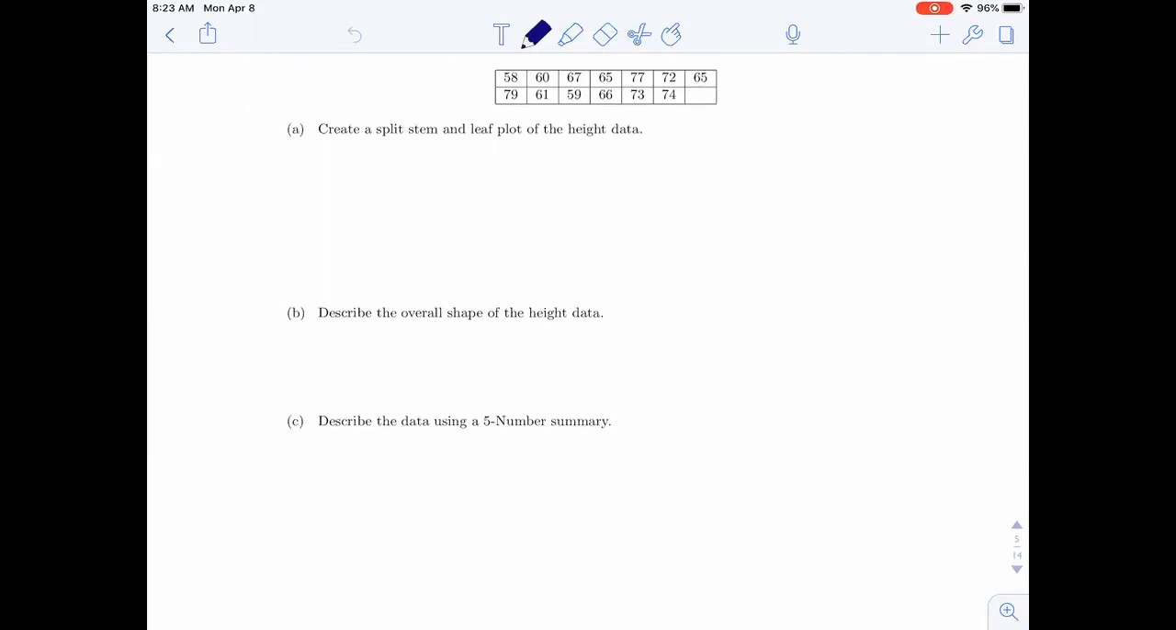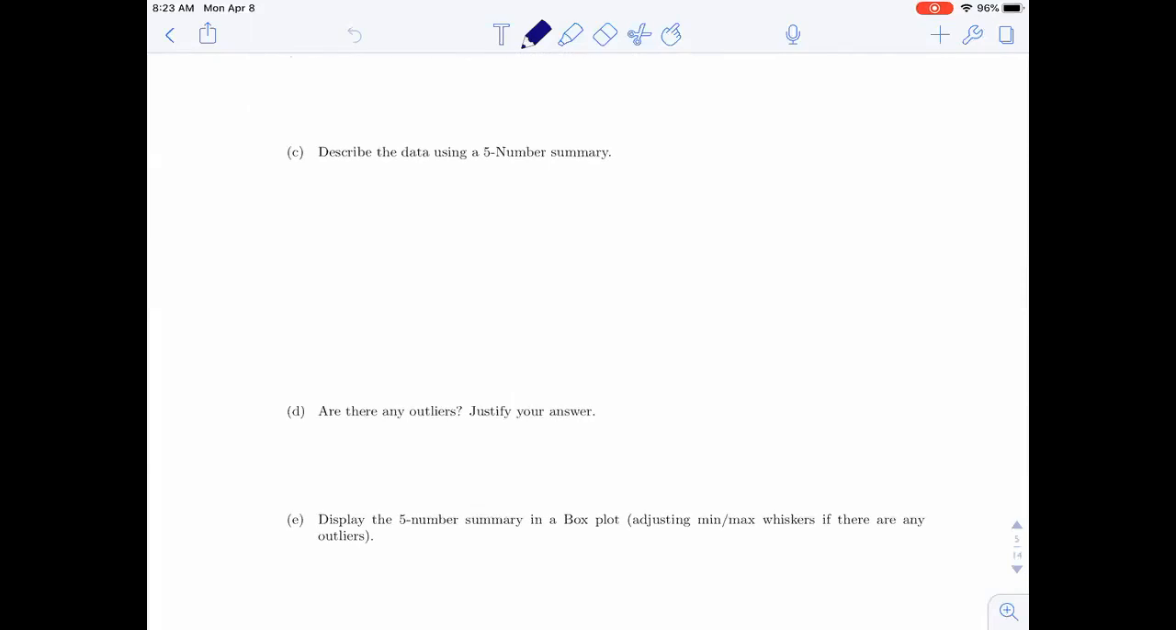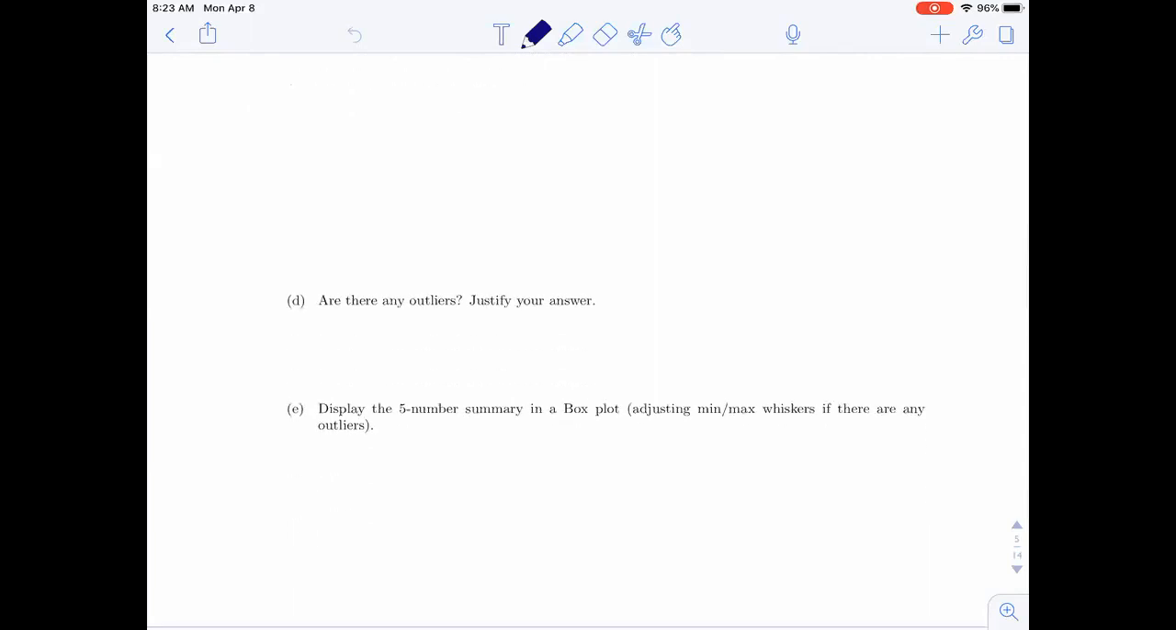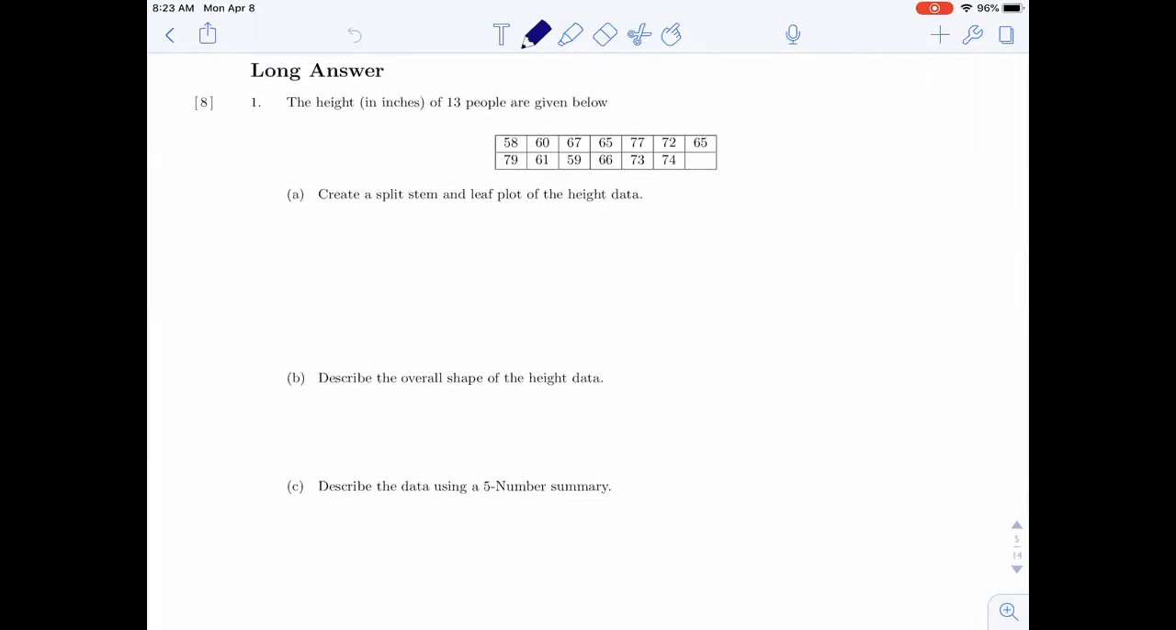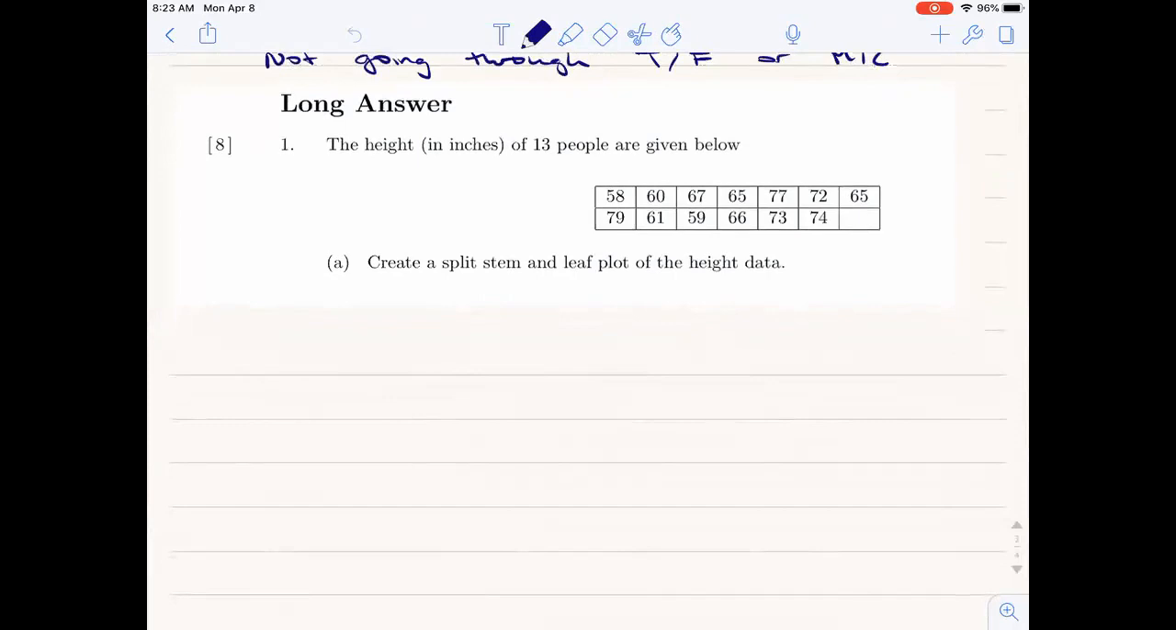Part B, we're going to have to describe the overall shape of the height data using this stem and leaf plot. But then, right, I said we have to do a 5-number summary. We have to find if there's any outliers, and we have to draw a box plot. So part C, D, and E, those are the ones that are important for this. We'll do all of them, but just as a heads up. So first thing that I'm going to do, first for the stem and leaf plot, but also for my 5-number summary, I have to sort my data.